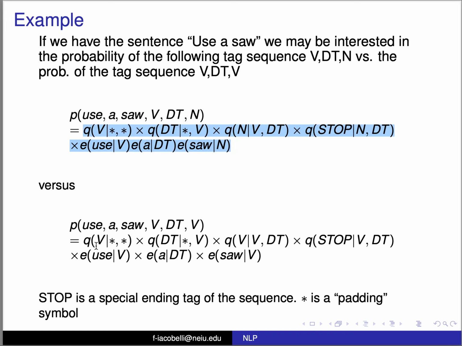And I can do the same thing with "use a saw" with the tags V, DT, V. The only thing that changes is these two probabilities here, because now stop comes after a V and a DT, as opposed to a noun and a DT. And this one is the probability of a verb following a verb and a DT, as opposed to the probability of a noun following a verb and a DT. And the other thing that changes is the probability of "saw" as a verb. Whichever is bigger, that's the most likely tag sequence for this.